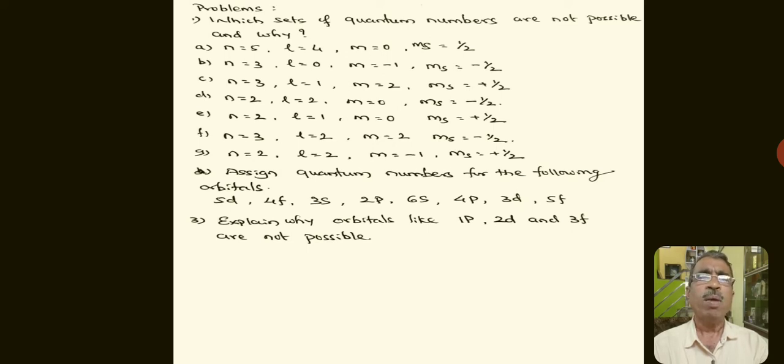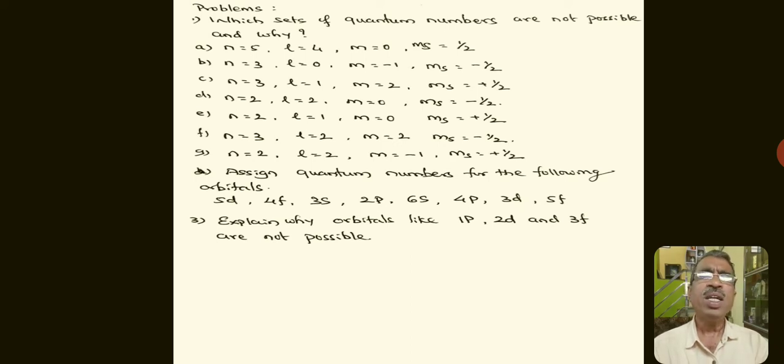9 values from minus 3, minus 2, minus 1, 0, plus 1, plus 2, plus 3. So therefore m is also there in this. So the first one is a correct one. The question is which are not possible. So when n is equal to 3, L can also have a 0 value, but when L is equal to 0, M is also equal to 0. But here they have given M is equal to minus 1. So therefore the second is a wrong one.